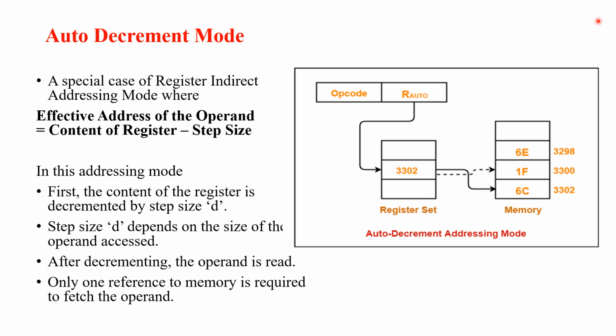In this mode, the process begins with decrementing the content of the register by the step size D, which typically corresponds to the size of the operand being accessed. After this decrementing operation, the operand is read from the newly calculated effective address. This method allows for efficient access to data structures like arrays in reverse order, as it enables access to previous elements quickly.